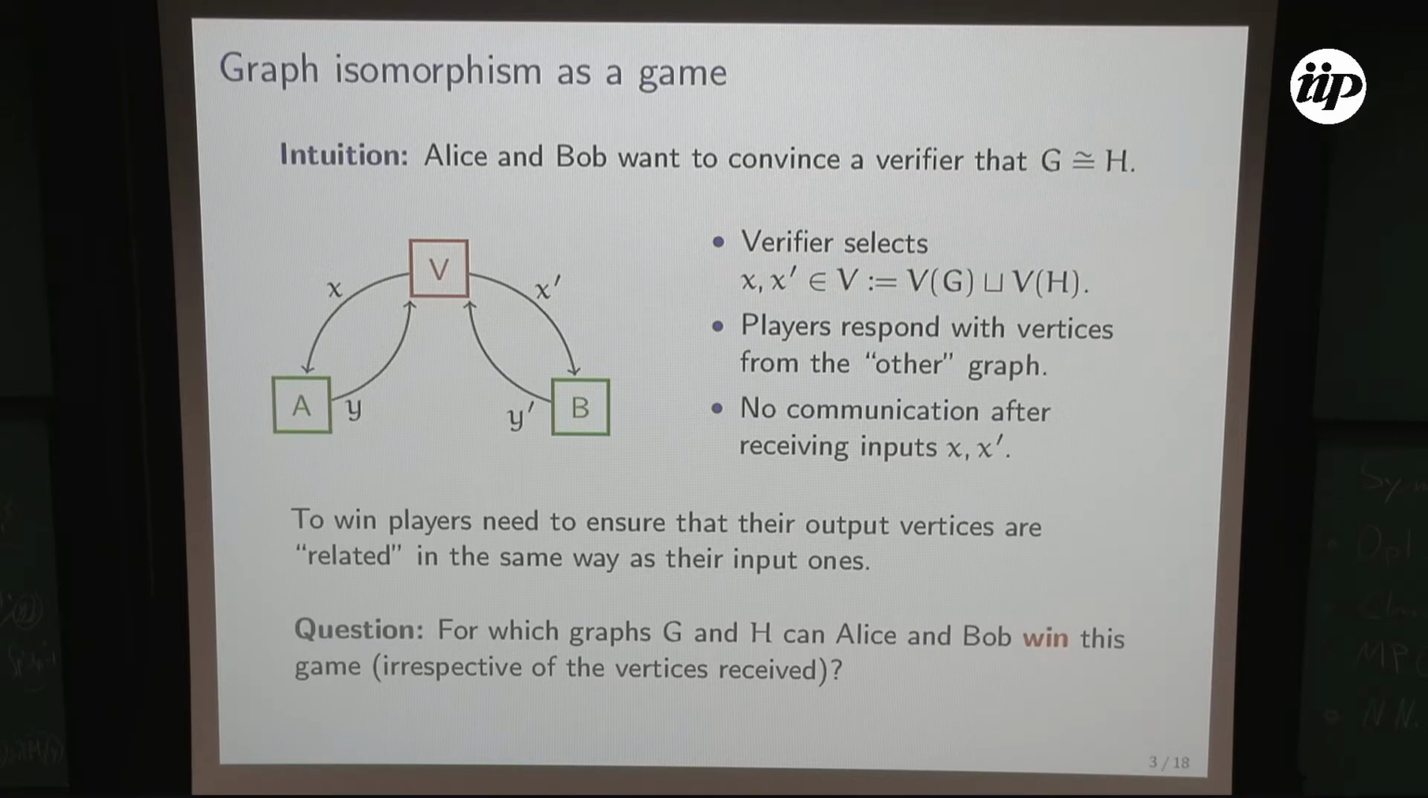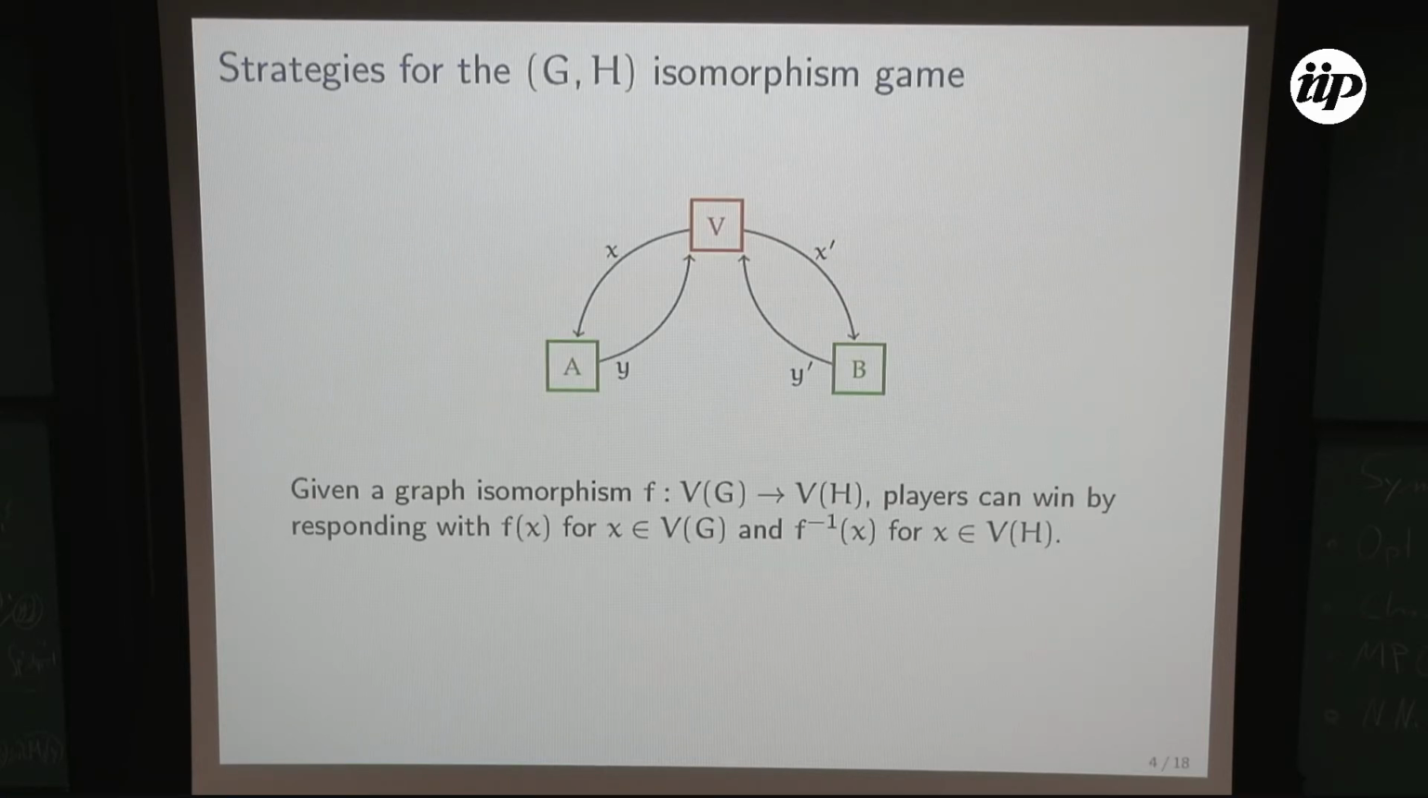Okay. So let's just see how Alice and Bob could play. For instance, if the two graphs are isomorphic, then there exists this mapping F, which is a bijection, preserving adjacency and non-adjacency, from G to those of H. And then Alice and Bob can agree on this isomorphism F, and they would simply respond with F of the vertex they received if they received the vertex from G, or they would respond with F inverse of the vertex they received if they got a vertex from H.